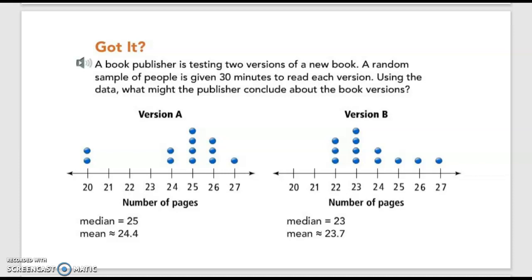Well, if we look at version A, the median or middle number is 25, whereas the mean is about 24 4/10. The median for version B is 23, and the mean is about 23 7/10. In this case, for version B, the median and the mean are closely related.